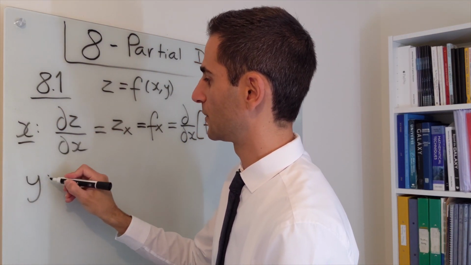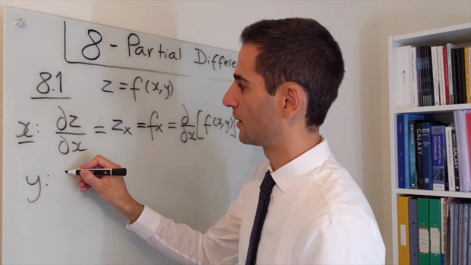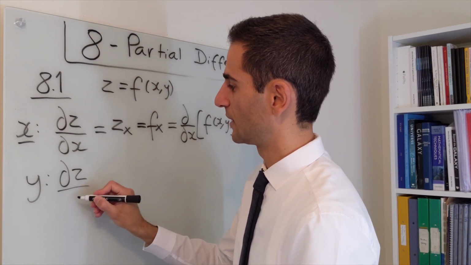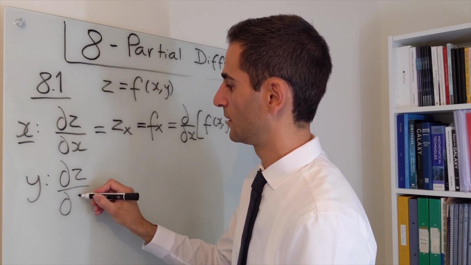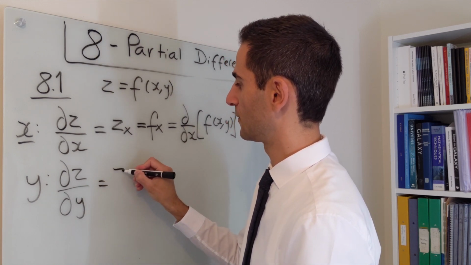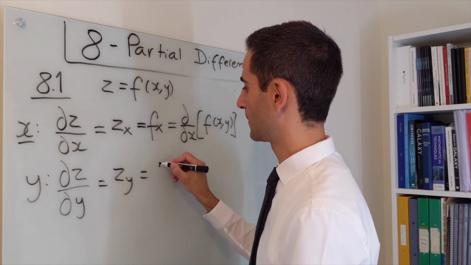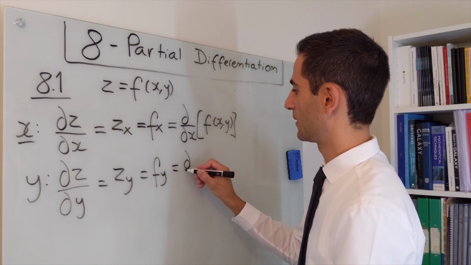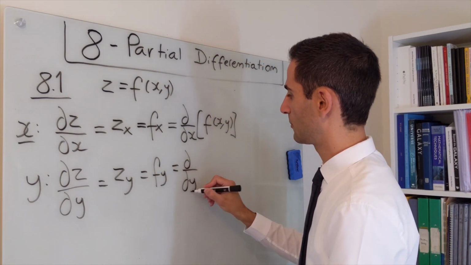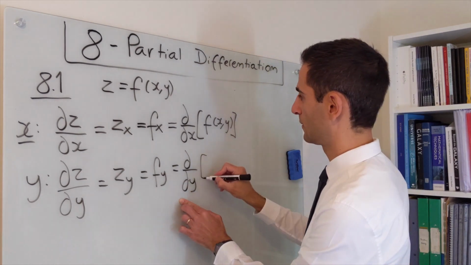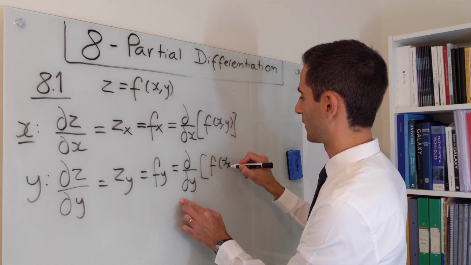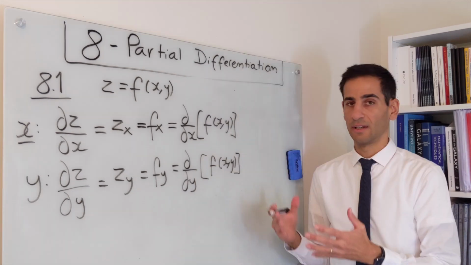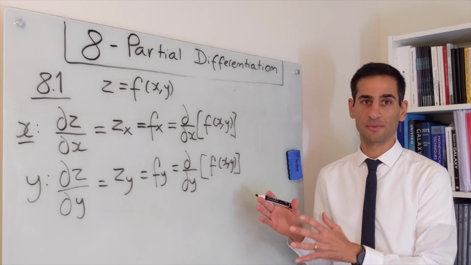If you want to do it in respect to y, you have similar notations, but now with y, so that's dz dy. You can write zy, fy, and this is the same as applying the partial derivative operator in respect to y of f of x y. And I hope that the notation is absolutely clear.